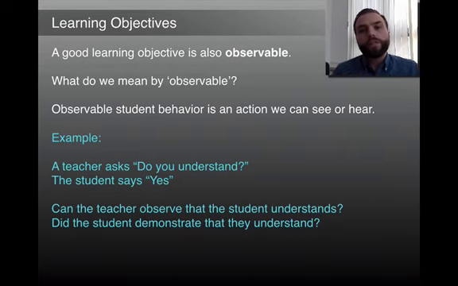So a good learning objective is also observable. So what do we mean by observable? Observable student behavior is an action we can see or hear. Okay, so an observable objective means that we can see our students completing this objective. For example, a teacher asks, "Do you understand?" And the student says, "Yes." Now, can the teacher observe that the student understands? No. Did the student demonstrate that they understand? No.